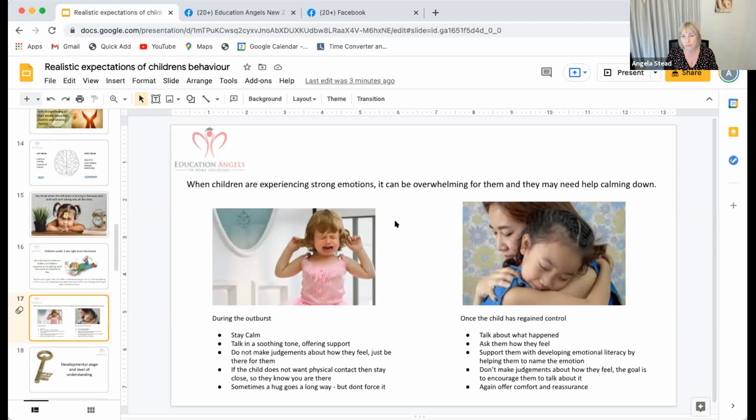They will stop, and when they do, very often they'll be in floods of tears, they'll be sobbing, and they'll be scared. So if they will allow you to bring them in close, give them physical contact, and just let them know that you're there. A hug goes a long way.